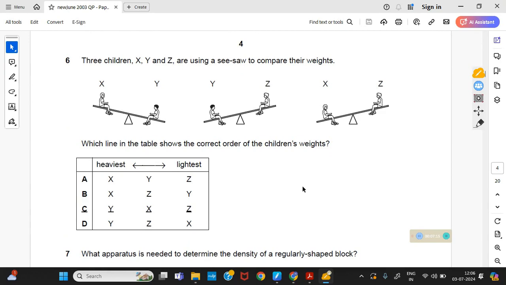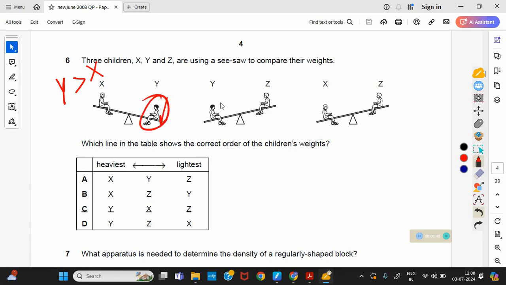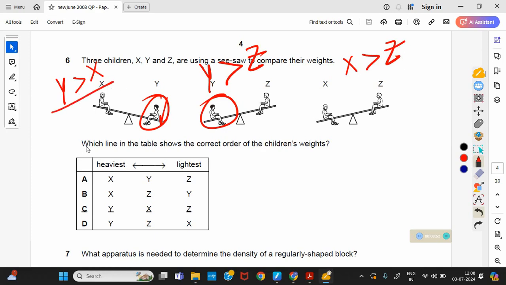Three children, X, Y, and Z, are using a seesaw to compare their weights. Which line in the table shows the correct order of the children's weight? So here you can see that Y is greater than X because the side is going down here. Here weight is more. Similarly, here Y is greater than Z because Y's weight is more as compared to Z. Here you can see X is greater than Z. So Y is greater than X, X is greater than Z, and Y is greater than Z.